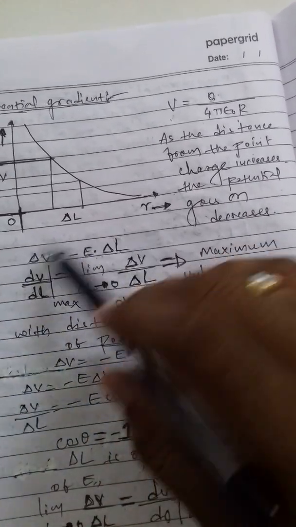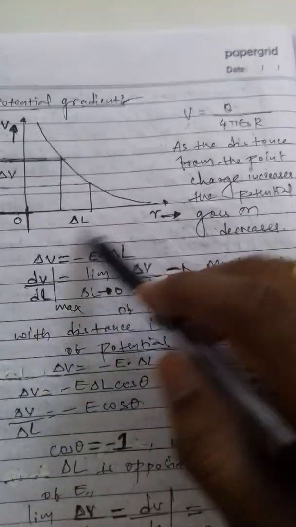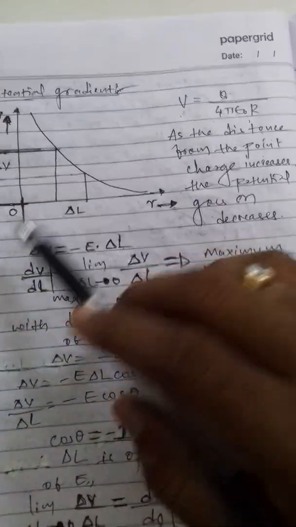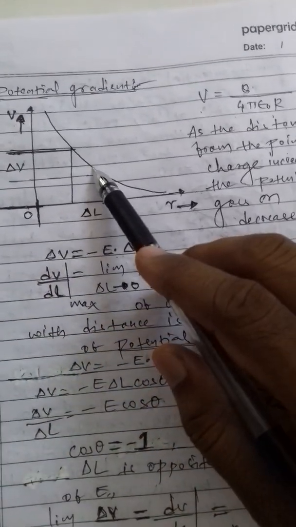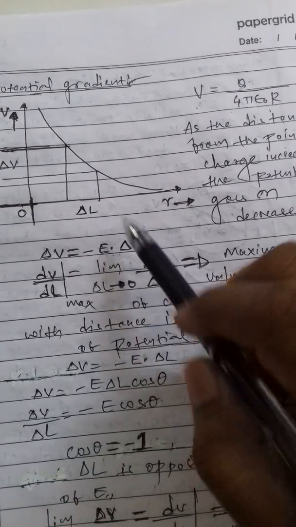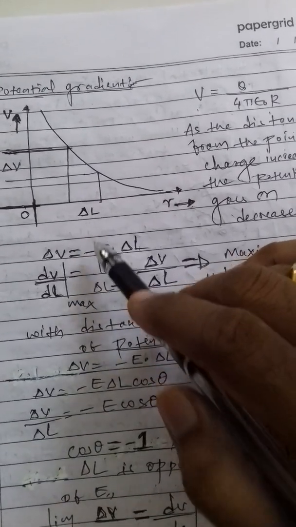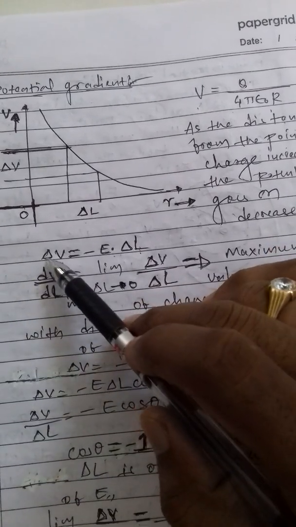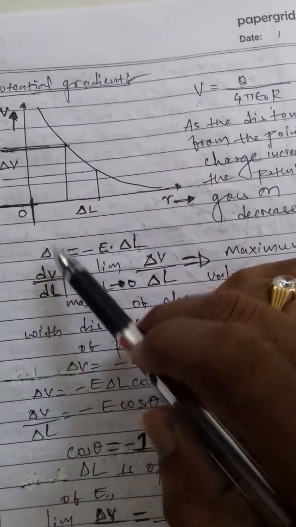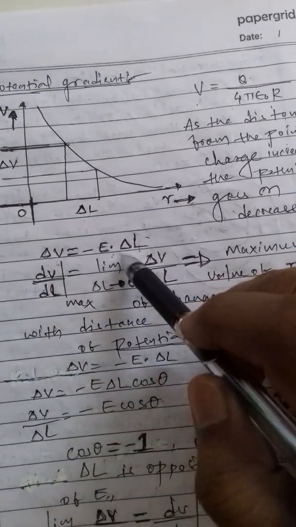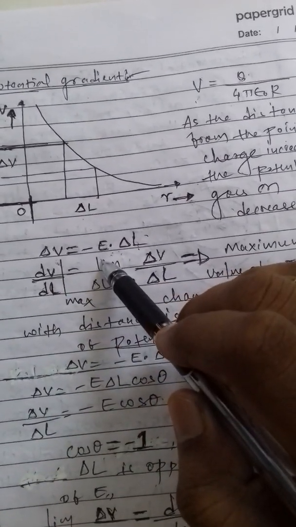In terms of the incremental values of the potential and the incremental value of the distance, I shall write it in this form. These two are related through the electric field.